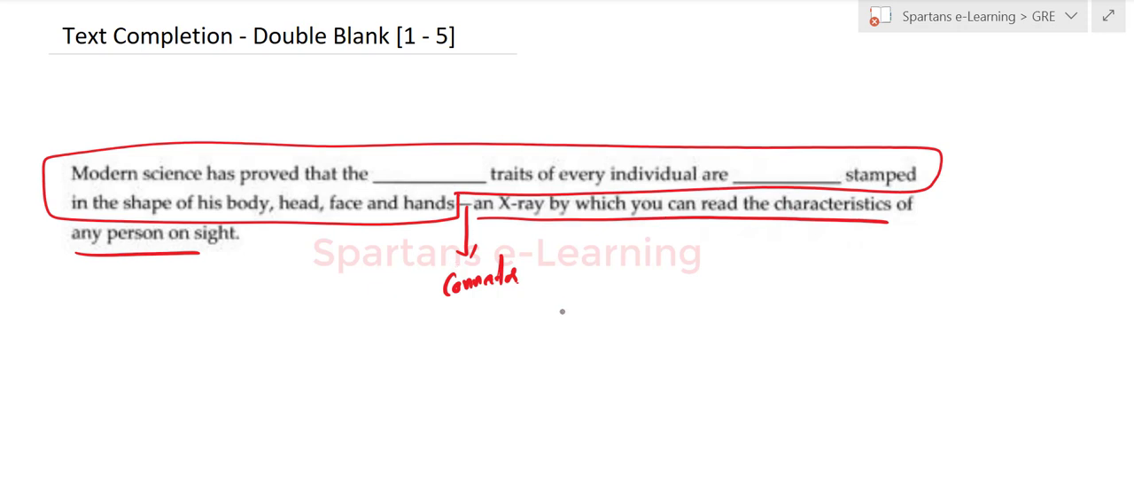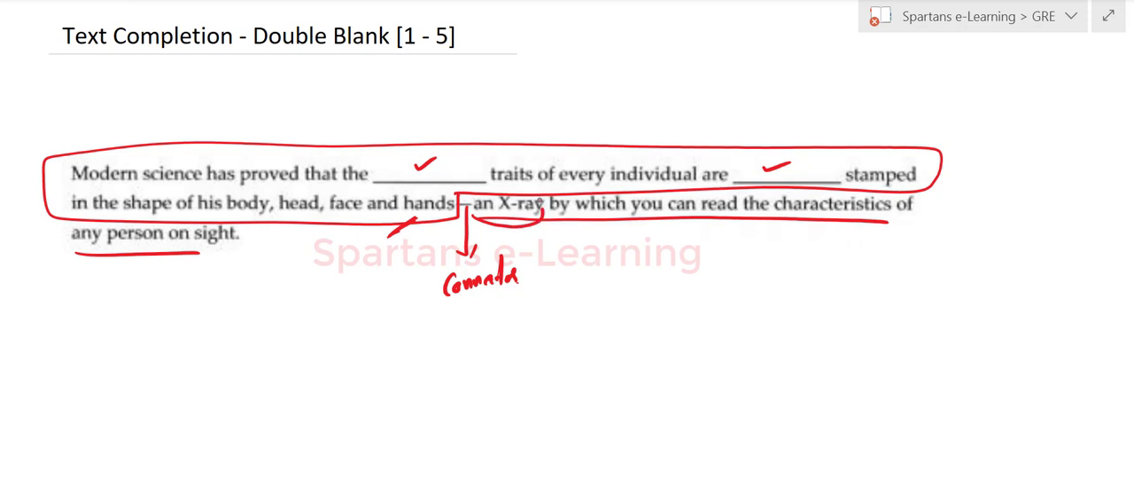Now the second sentence, an X-ray by which you can read the characteristics of any person on sight, is very important, and this one sentence is going to give the answer for blank 1 and blank 2 also, right? Now see this, once you read the first sentence, what you are getting is, modern science has proved that dash traits of every individual are dash stamped in the shape of his body, head, face and hands. So the extended idea of this is an X-ray by which you can read the characteristics of any person on sight.